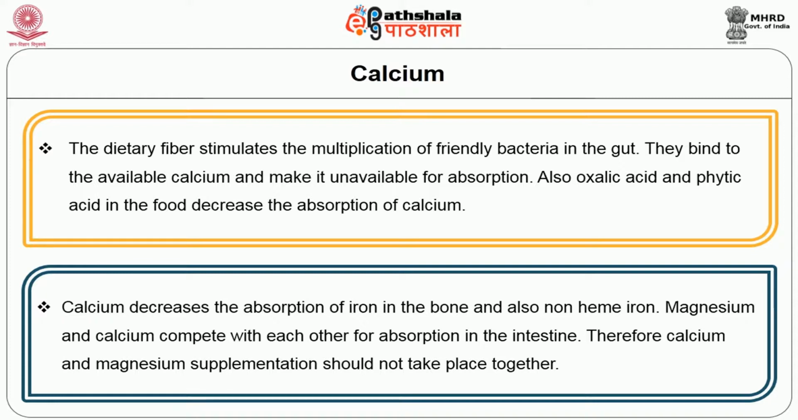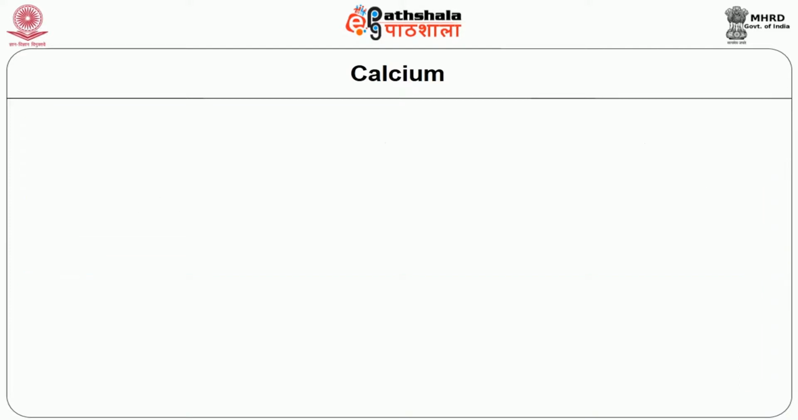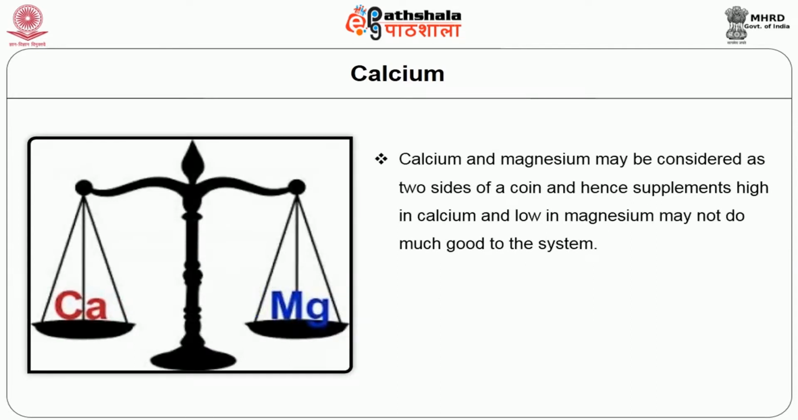Magnesium and calcium compete with each other for absorption in the intestine. Therefore, calcium and magnesium supplementation should not take place together. Calcium and magnesium may be considered as two sides of a coin, and hence supplements high in calcium and low in magnesium may not do much good to the system.